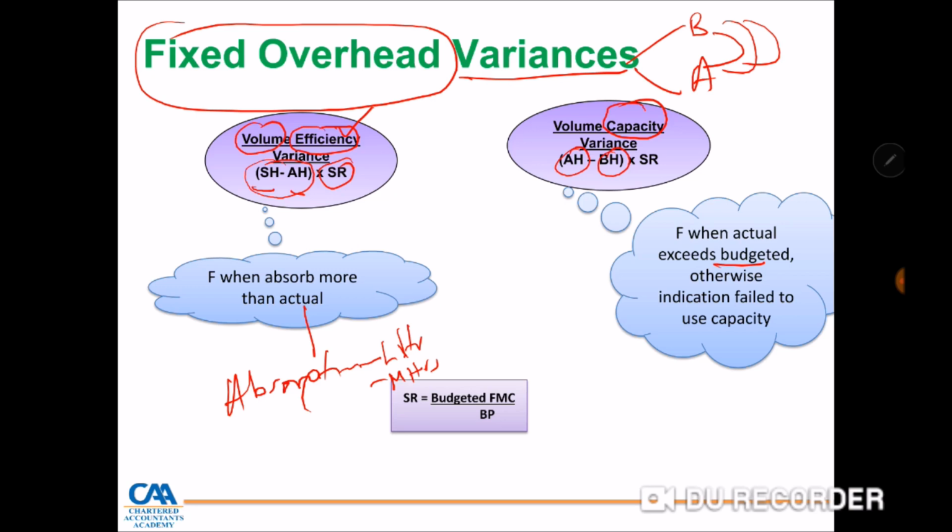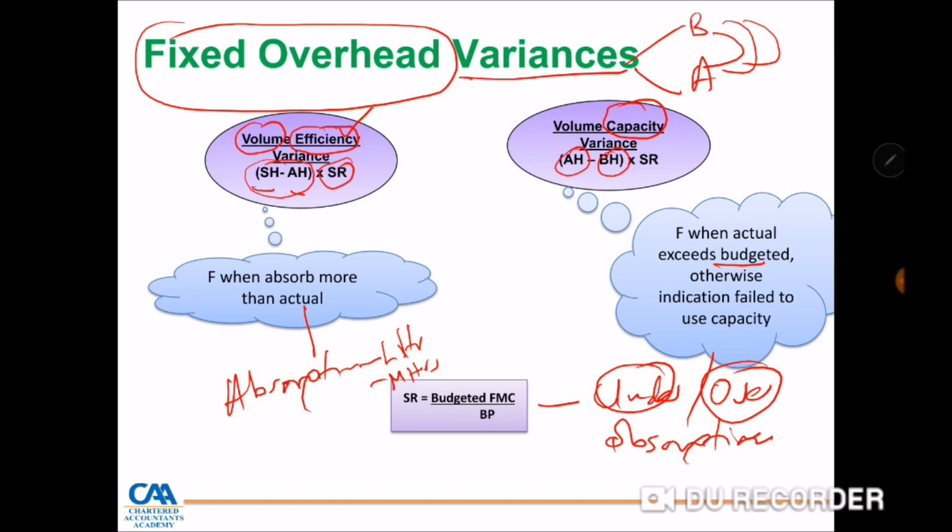And you can also link this concept to your under or over absorption concept. So here it's nothing new. Remember when we did cost classification and inventory costing, we talked about traditional costing methods, etc. So under and over absorption, that's exactly what you are doing. But you are trying to understand further, why did you have an under absorption? Why did you have an over absorption? Was it because of efficiency? Was it because of capacity utilization?